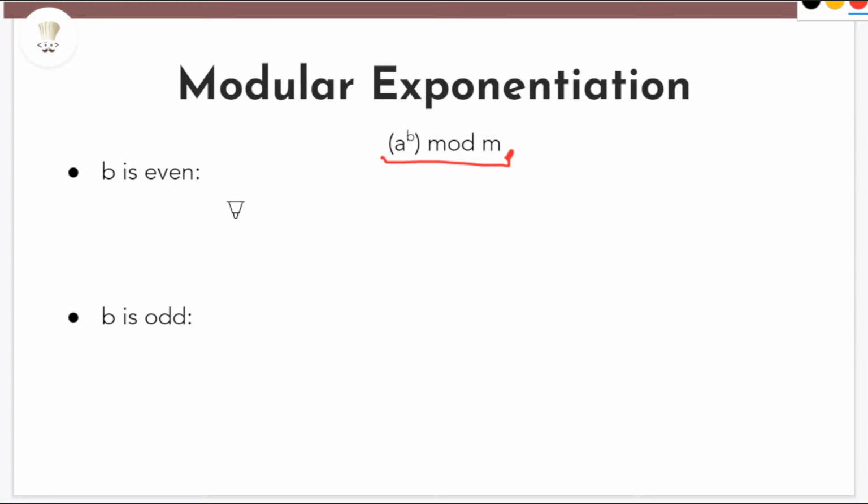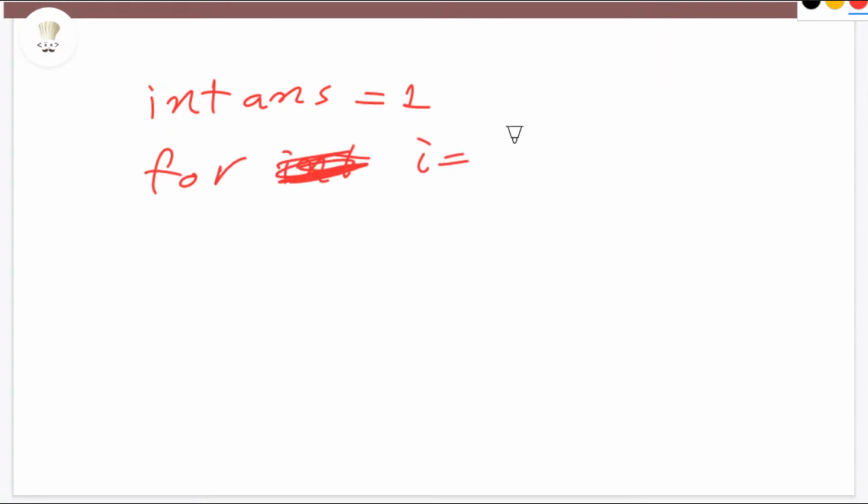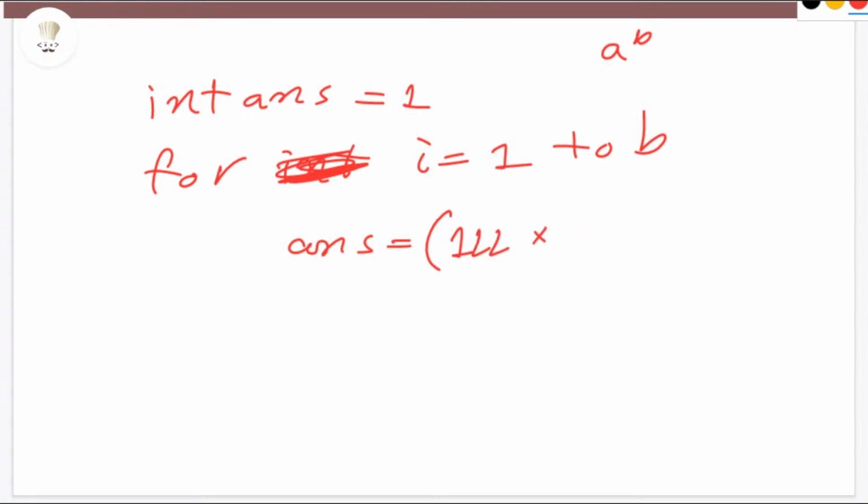You can of course do so in a naive format by taking an answer as 1, and then for int i is equal to 1 to b. If you want to calculate a to the power b, for i is equal to 1 to b, what you do is answer is equal to, of course we want to multiply in long format, so 1 ll into answer into a mod m. You do this for b times, you get a to the power b. Simple enough, but this is going to take a time complexity of big O b.